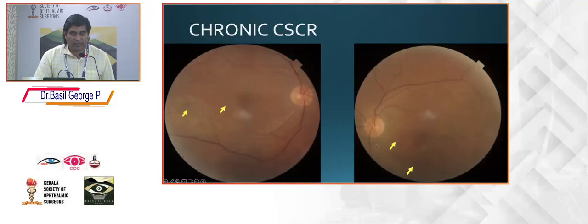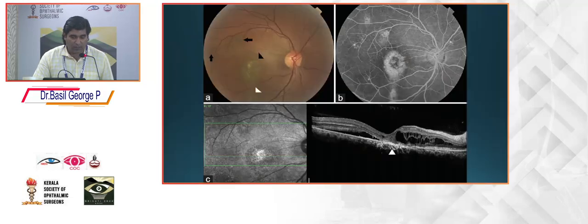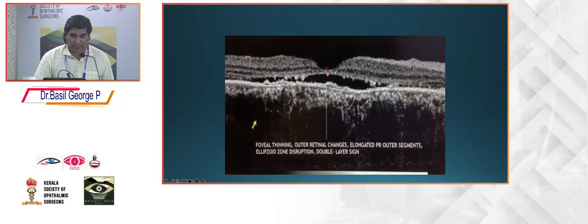Now, the chronic CSR, when the submacular fluid is persisting for more than 4 to 6 months, we call it chronic CSR. And here you see an RPE degeneration along with the RPE inferior tract known as the teardrop CSR. And the OCT finding shows foveal thinning, disruption of the ellipsoid zone of the outer retina, the outer segment elongation of the photoreceptors, and shallow irregular separation of the RPE from the Bruch's called the double layer sign.